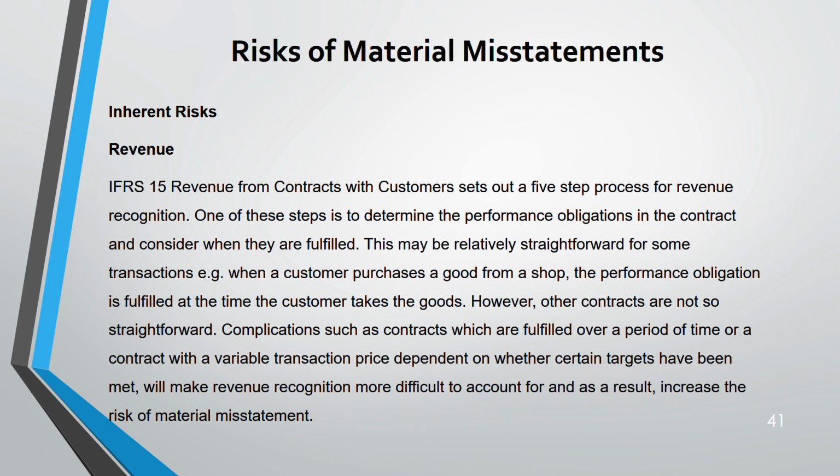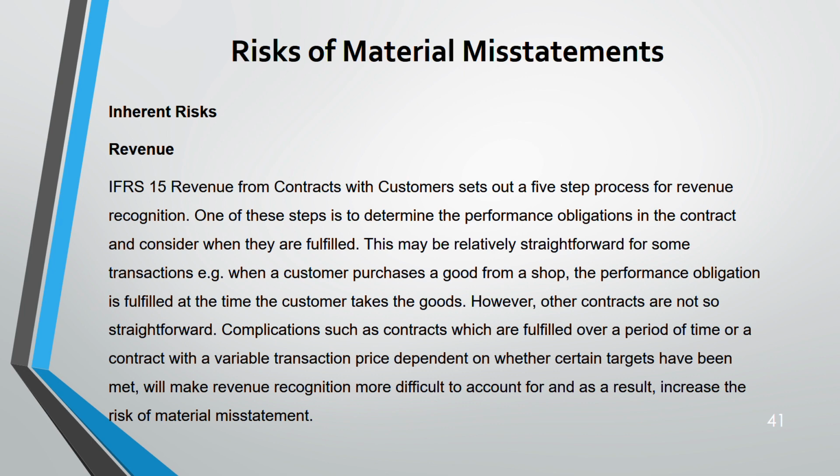Remember, in IFRS 15 there are 5 steps to recognize revenue, right? And one of those 5 steps was to determine the performance obligation in the contract and when they are fulfilled. That is the time you recognize the revenue, right? See, some transactions are very easy for you to recognize revenue. For example, when you purchase goods from a shop, the performance obligation has been fulfilled at that time, when the customer takes the goods. So you recognize the revenue when the customer gets the goods.